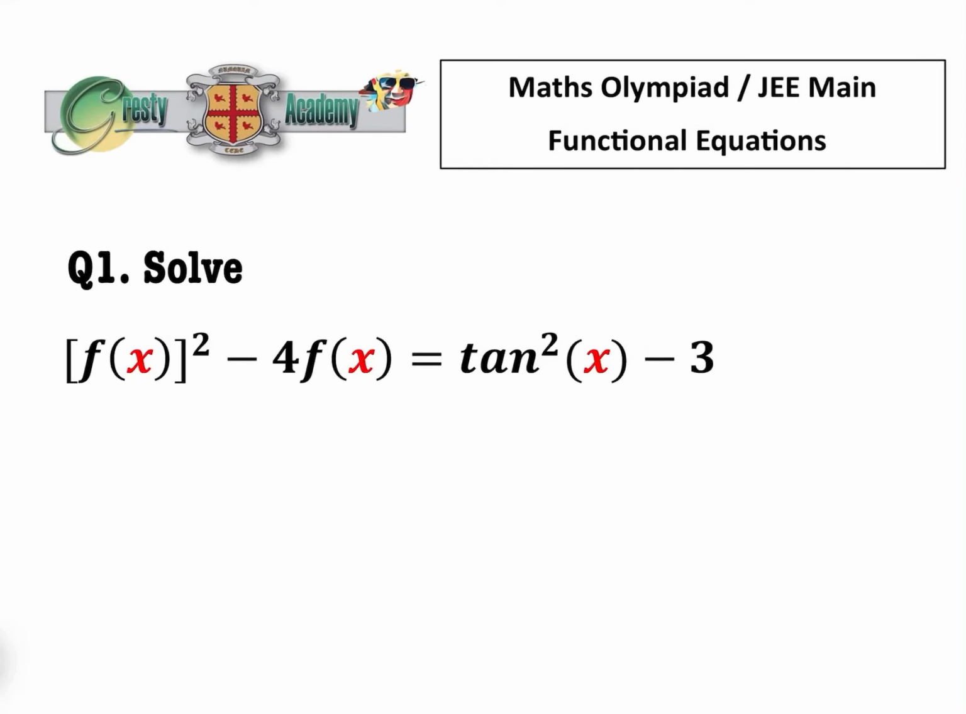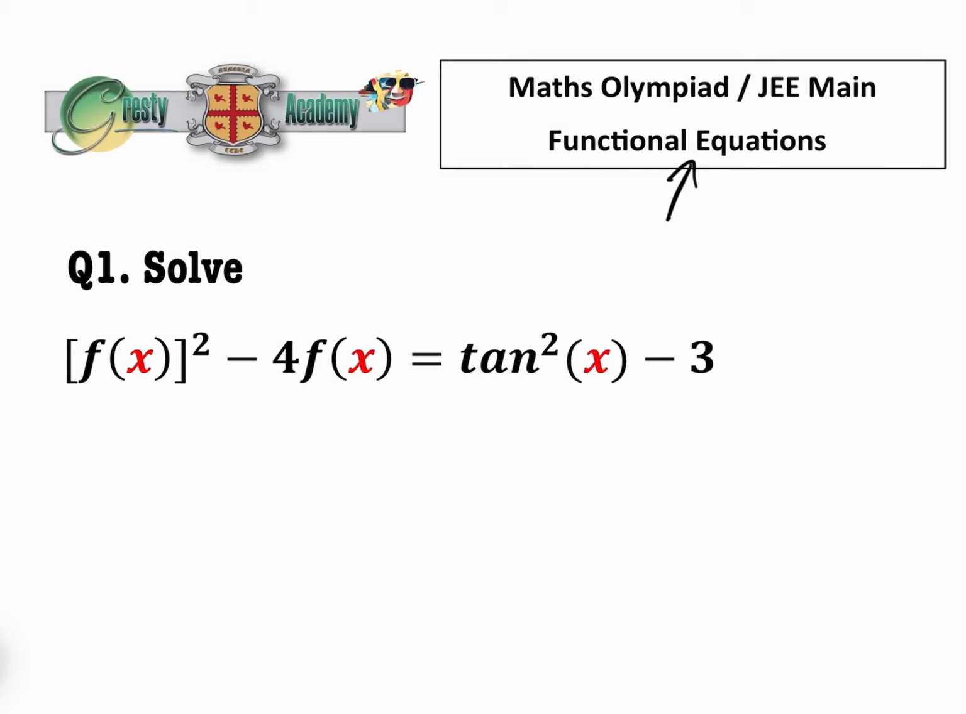Functional equations, as well as being great fun, are fairly common in Maths Olympiad and college entrance exams. So what we've got here is a question where the unknown is the function itself, and that's basically what is meant by functional equations: f(x) itself is the unknown. So question 1 is solve f(x) squared minus 4f(x) equals tan squared x minus 3.